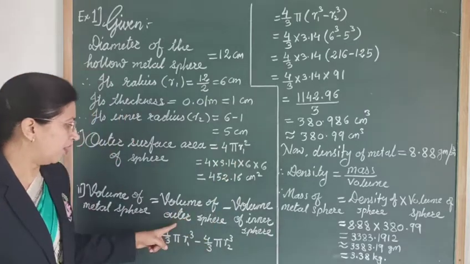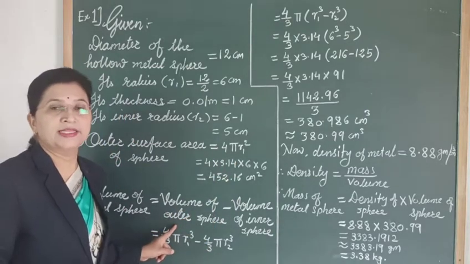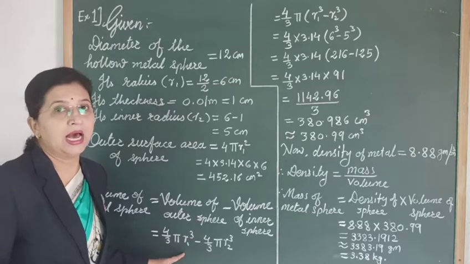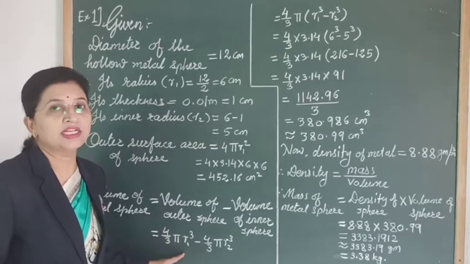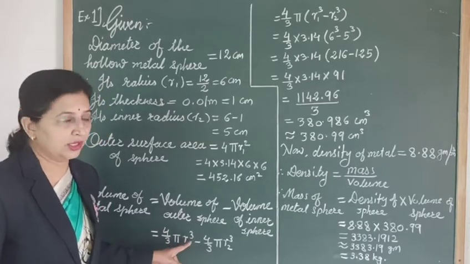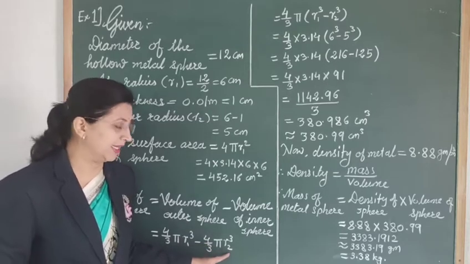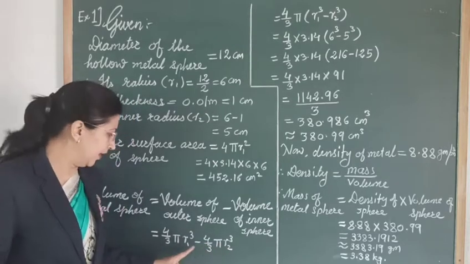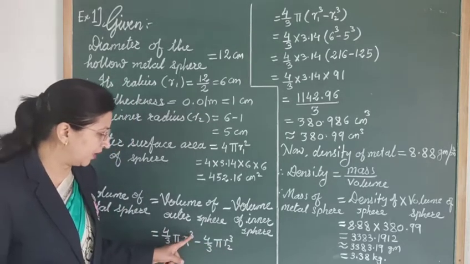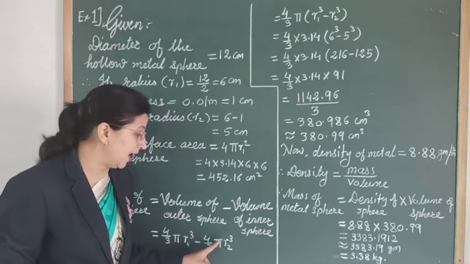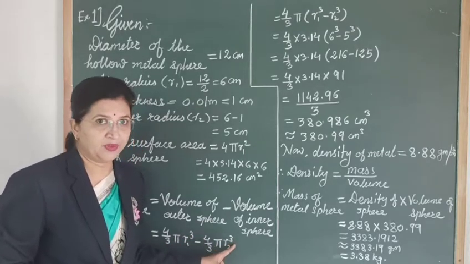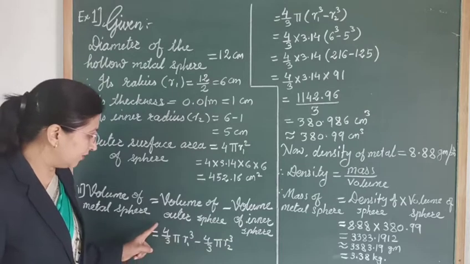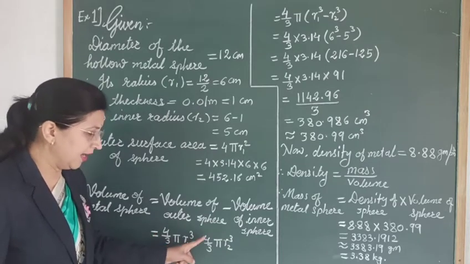The volume of a sphere, we know, is 4 upon 3 pi r cube. So for the outer sphere we take r1 cube, and for the inner sphere we take r2 cube. So 4 upon 3 pi r1 cube minus 4 upon 3 pi r2 cube. Okay, so you can see here we have this 4 upon 3 pi as the same.